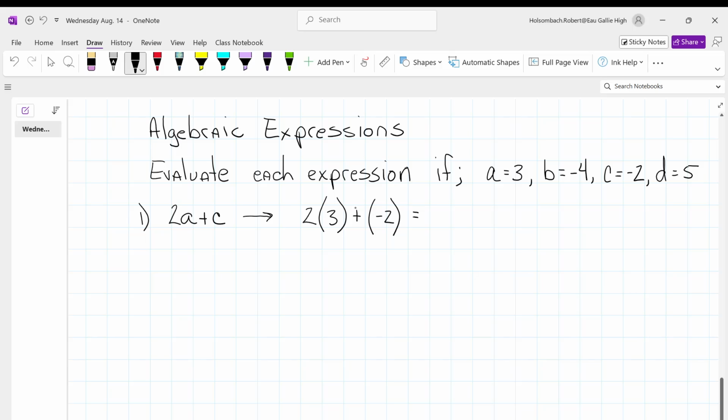And from here, you can just type it into the calculator. 2 times 3 is 6, plus negative 2 is 4. Done. A number next to a variable means to multiply. So we want to make sure we put this 3 in parentheses, because a number next to parentheses means to multiply.